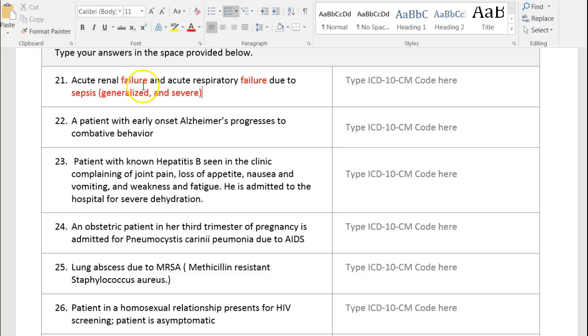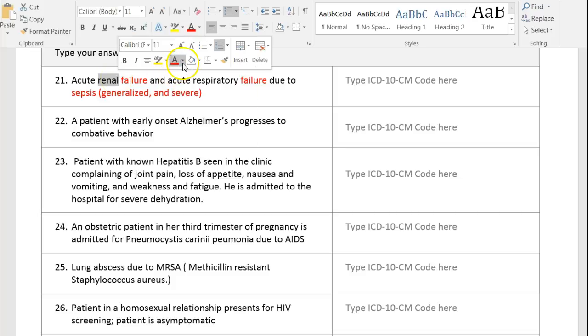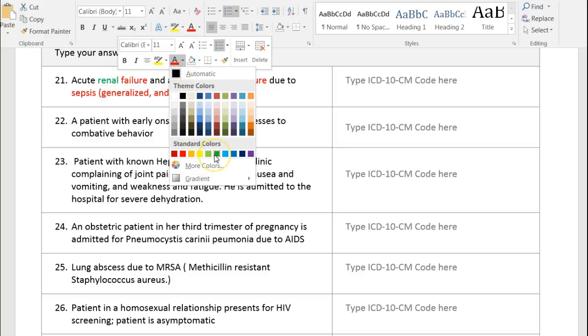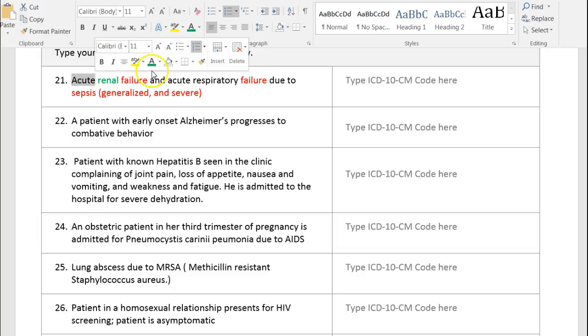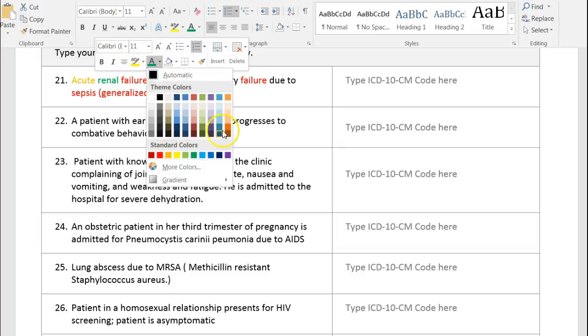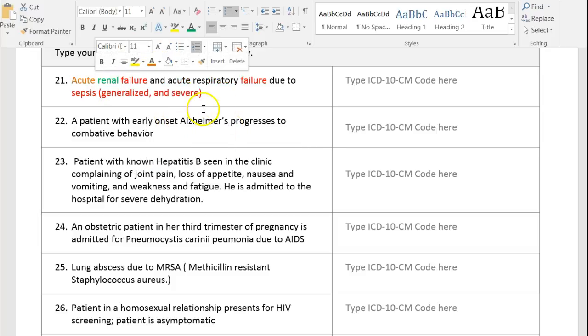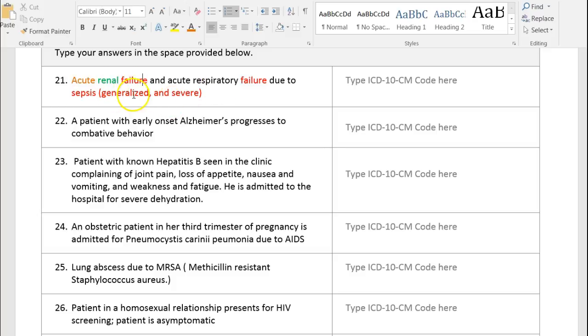So since it's acute, we're going to see if we can find failure and then the next subterm. Okay, and I always highlight the main terms in red and the subterms I highlight in green, and any additional subterms, which is the type. Since this is acute and not chronic, that's important. So this is how you should have looked this up.